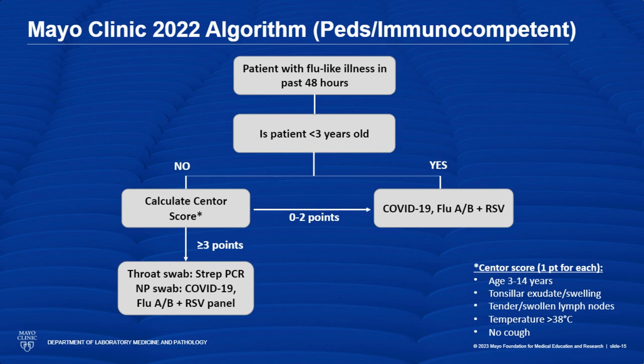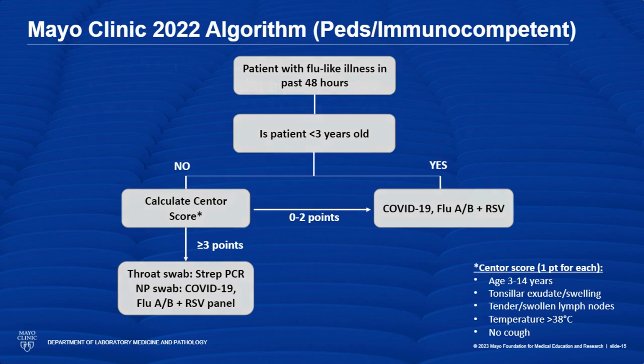And if they score high with their Centor score, so greater or equal to 3 points, then those patients would get a throat swab for a strep PCR, and they would get a mid-turbinate nasal or nasopharyngeal swab for COVID, flu, and RSV testing. If their Centor score was low, 2 points or less, those patients would have a swab collected for COVID, flu, and RSV testing.